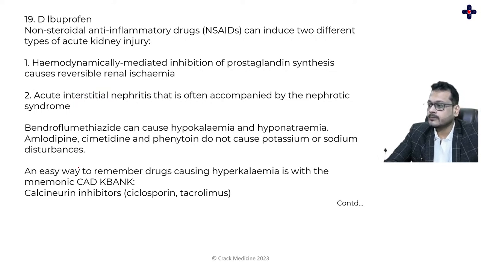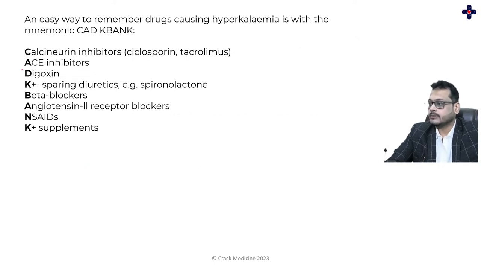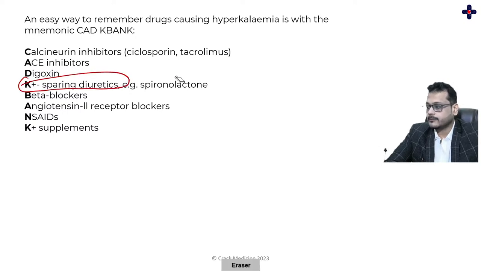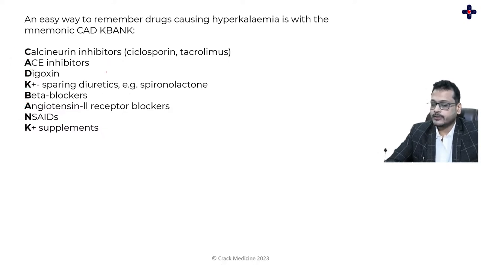Okay. Other drugs that cause hyperkalemia, which are very important, are calcineurin inhibitors, that is cyclosporine, tacrolimus, the first question of the evening. ACE inhibitors, digoxin, potassium sparing diuretics, no brainer this one, right? Also, beta blockers can cause it, ARBs, NSAIDs, and potassium supplements. So, definitely you need to remember ACE inhibitors, digoxin, and beta blockers also can cause that. So these are your drugs causing hyperkalemia. Remember them with the name CAD KBank.